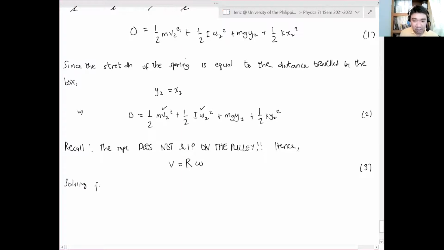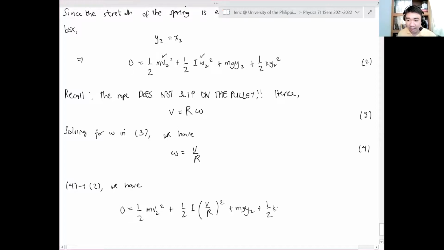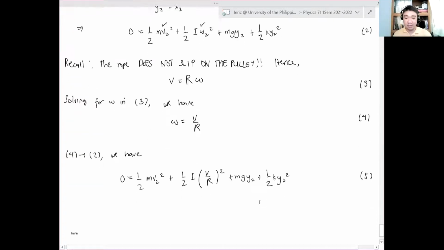So solving for omega in 3, we have omega equals V over R. So this is equation 4. And then what I will do is substitute equation 4 into equation 2. So substituting equation 4 into equation 2, we have this: 0 is 1/2 m v2 squared plus 1/2 I multiplied by (v over R) quantity squared plus m g y2 plus 1/2 k y2 squared. So let's say this is equation 5. It looks a bit ugly, so let's call it m g y2. Okay.